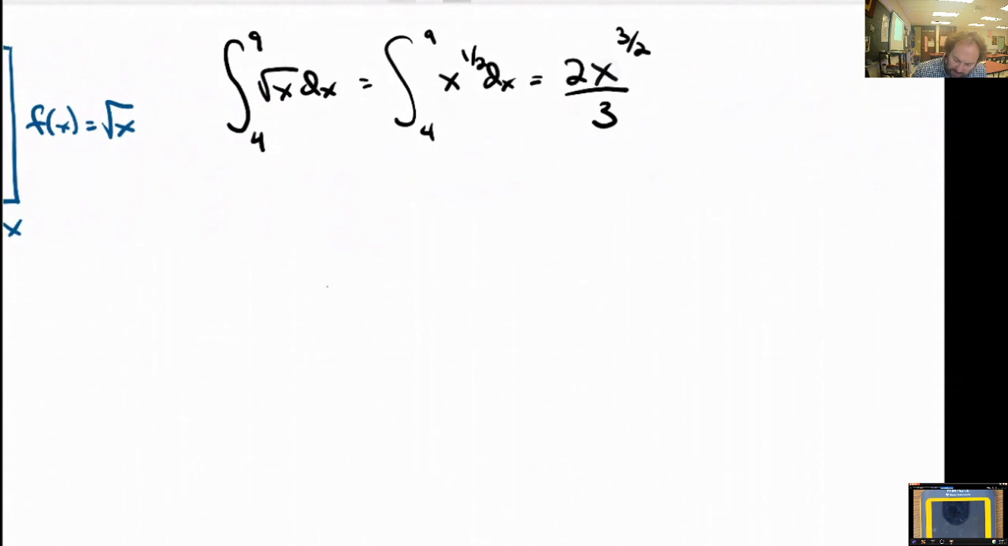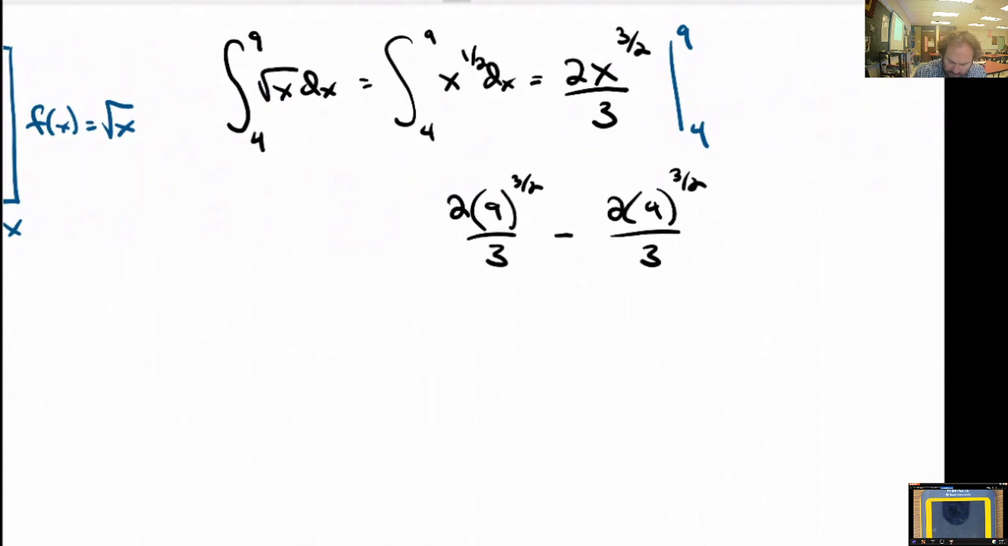We don't need a plus c in this one because we're actually going to evaluate it by putting 9 and 4 into our x value and figuring out what that is. So 2 times 9 to the 3/2 power over 3 minus 2 times 4 to the 3/2 power over 3. And don't panic too much on this. To the 3/2 power, you can do the 1/2 power first and then the 3rd power. And the 1/2 is just a square root. So this would be 2 times 3 to the 3rd minus 2 times 2 to the 3rd. And they're over 3, like that.